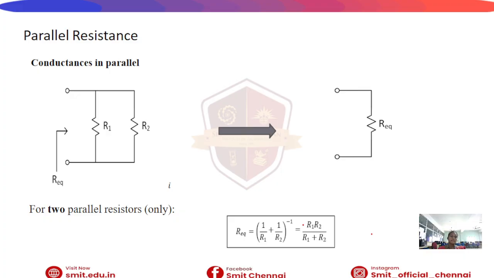Then parallel resistance. In a parallel circuit, conductances add instead of resistances. For two resistors R1 and R2 connected in parallel, the equivalent resistance is calculated using 1 divided by R equivalent equal to 1 divided by R1 plus 1 divided by R2. A parallel connection always gives a resistance less than the smallest resistance. So if you have two resistors of the same value, the total resistance is half the value of one resistor.